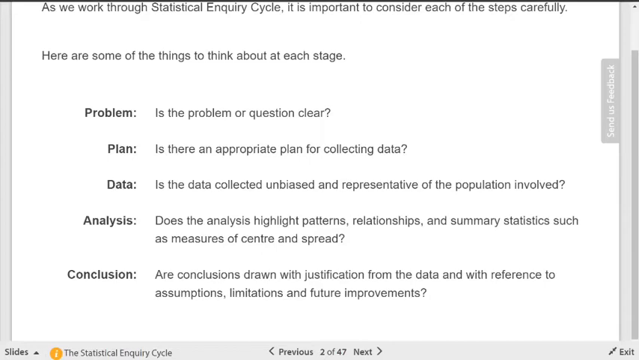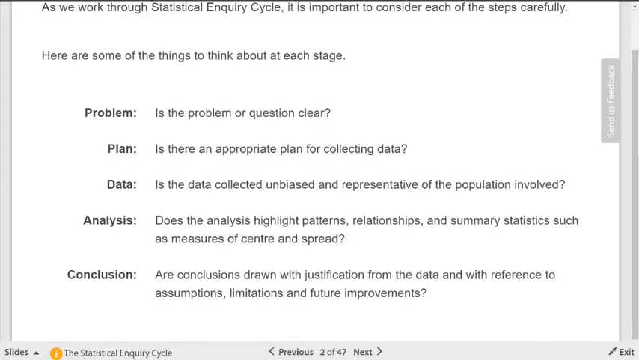All right. Analysis. Does your analysis highlight patterns and relationships and summary statistics such as measure of center and spread? Okay. So many times, depending on the data that you're working with, you're going to be given specific types of analysis that you need to look at, and then you're also going to be asked, what about other things? Do you see anything else that you could add?